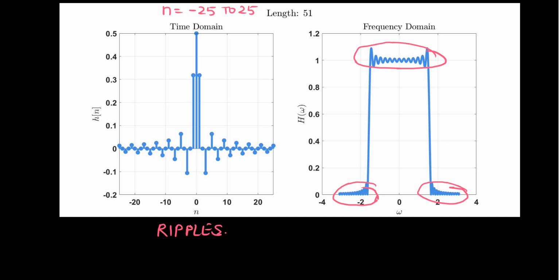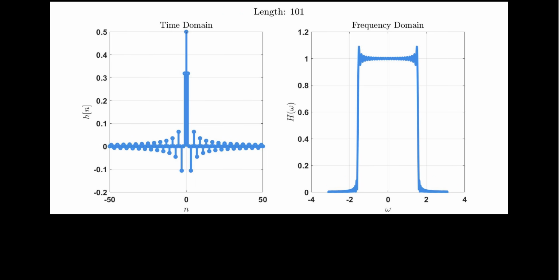Now let us increase the number of points or the length of the filter further. Now the length is 101, and hence the filter will exist for n equal to minus 50 to 50. Again, this frequency response is quite similar to the ideal one, but still we have some ripples present at this point as well as at these points of discontinuities.